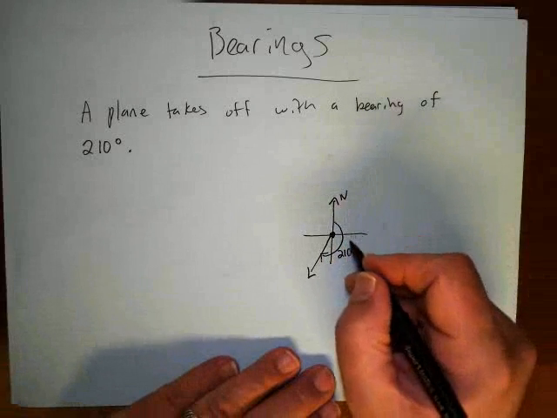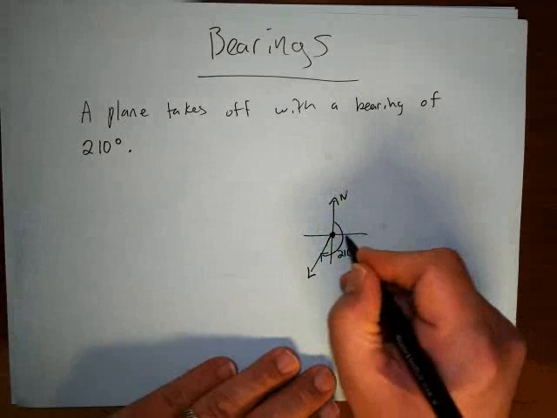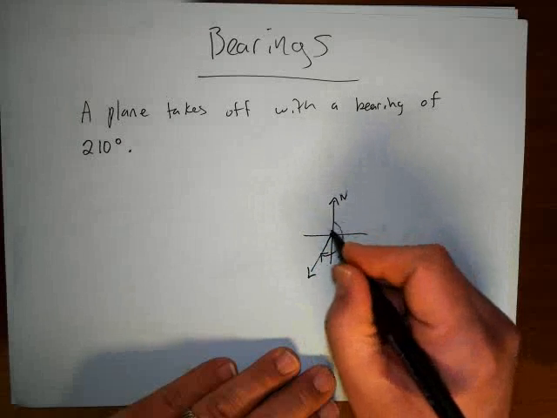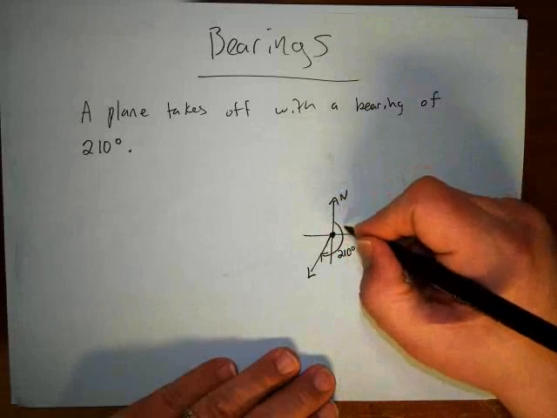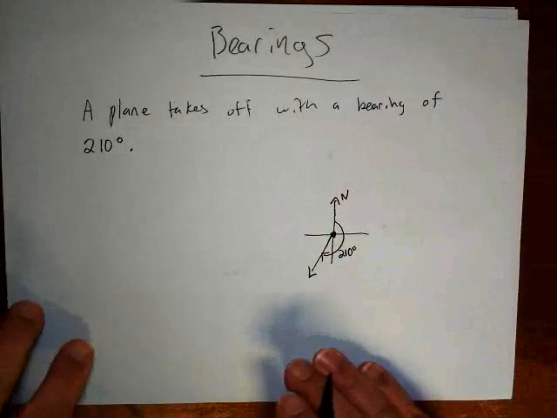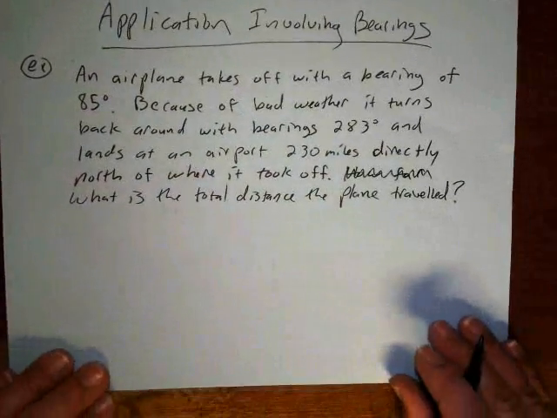So that's very different than when we use the unit circle, because we measured from the horizontal, the positive x-axis, and we went counterclockwise. Here we're measuring from north and we're going clockwise. Okay, so let's look at a problem here.